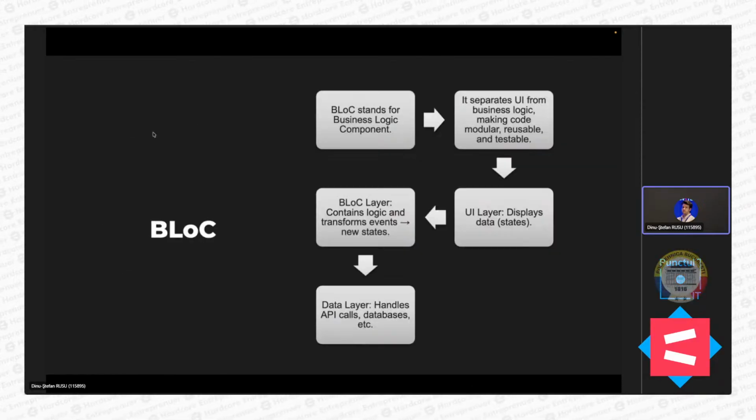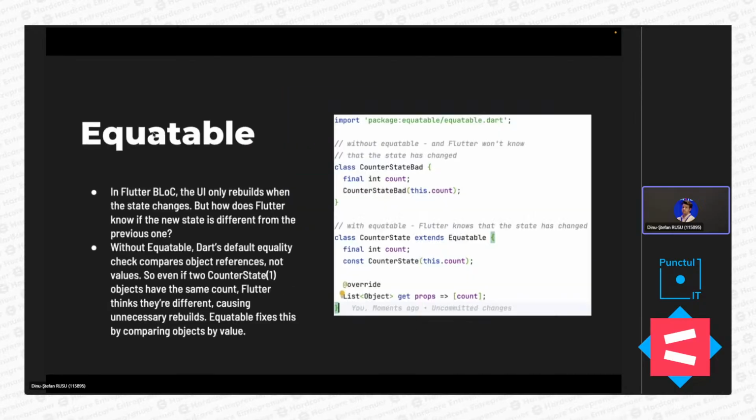You have kind of a diagram on how this one works. Usually the UI will trigger the state change. This will trigger some events in bloc which will change the state itself, and then the UI listens to those changes and then adapts accordingly. You have also the concept of a cubit, but I'll skip this one. The more important part for you is the equatable part.